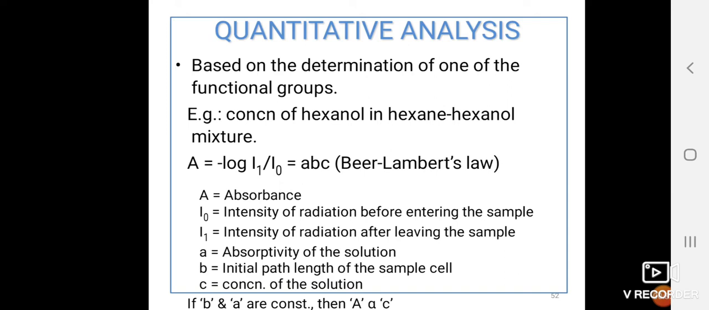For example, in a mixture of hexane and hexanol, we are able to find the concentration of hexanol. There we use this formula: A is equal to minus log I by I naught is equal to ABC, Lambert-Beer's law. By using this law, we find out the concentration of the particular group, which in turn tells us the amount of that particular substance present in the mixture.